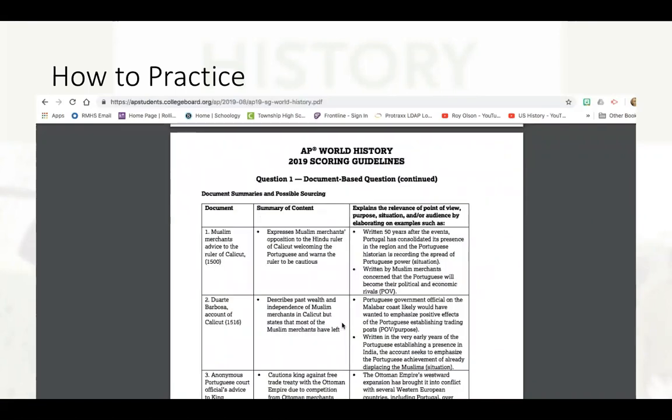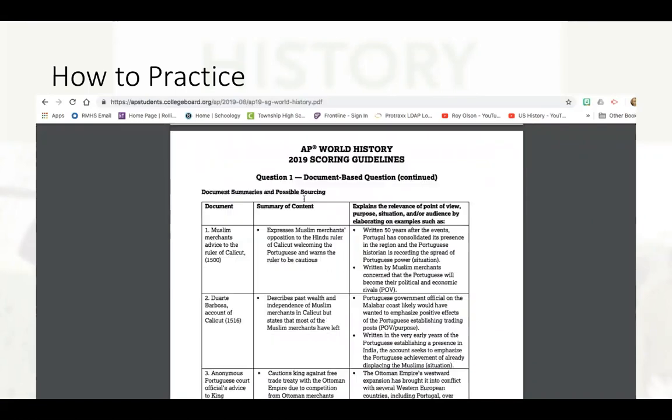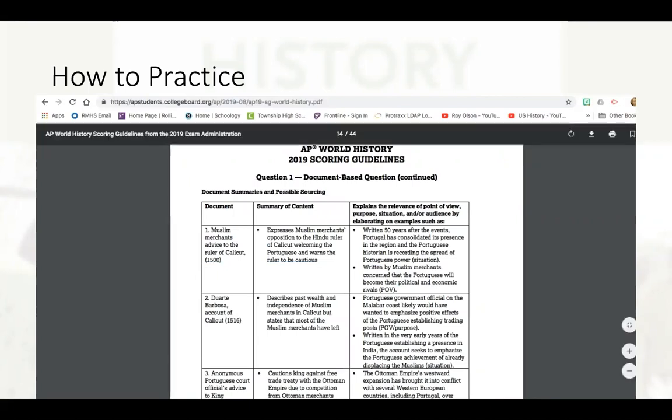But if you scroll all the way down, you'll find a chart that has the summary of content and potential sourcing for each document. So there you have it, a nice way to practice and several documents at your disposal. I know that most AP World History students don't have documents just laying around the house for them to analyze, so this is a good way for you to go and look ones up that you can practice with.